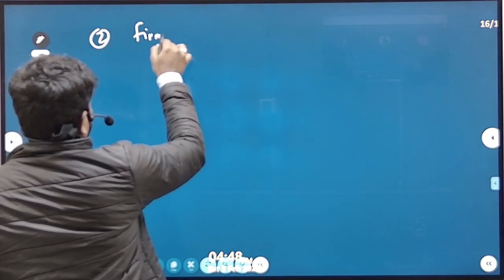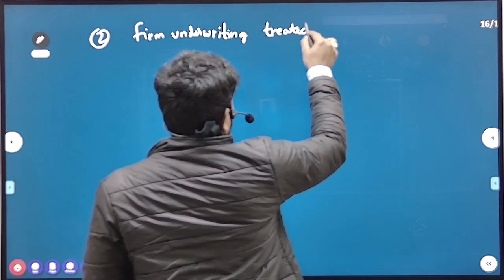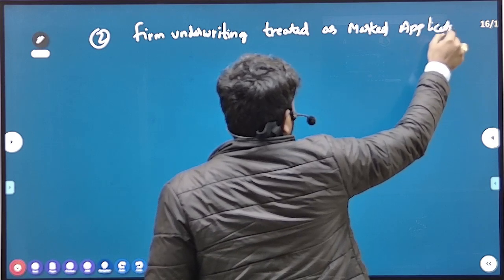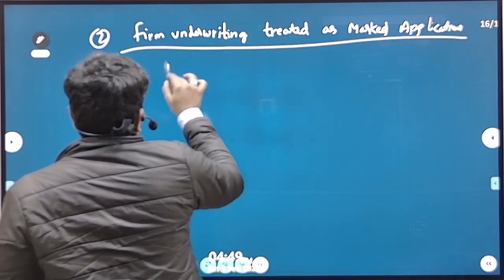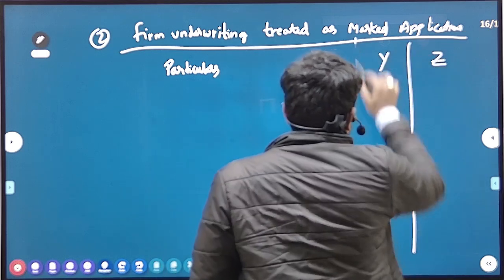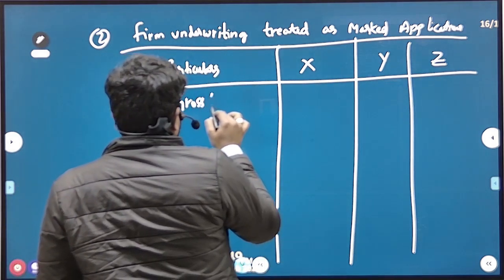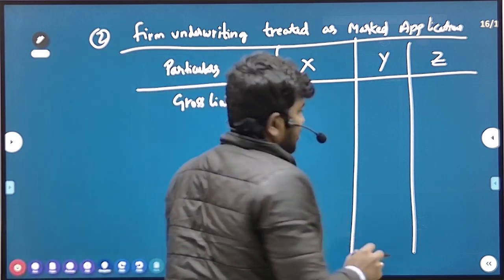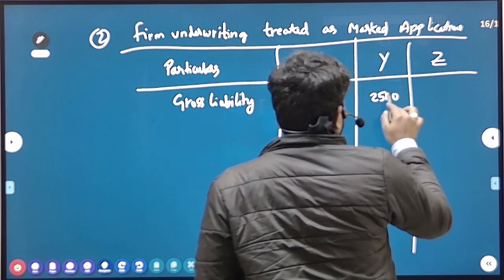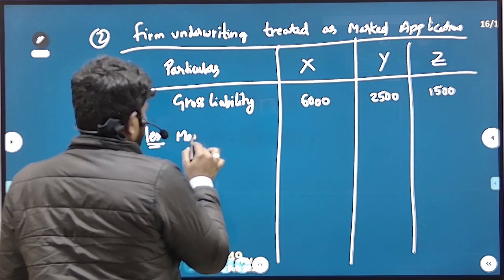सेकंड पार्ट क्या है? फर्म अंडर राइटिंग treated as marked applications. Now particulars X, Y, Z. ग्रॉस लाइबिलिटी कितना है बोलो? ग्रॉस लाइबिलिटी टोटल 10,000 है. इंडिविजुअली बोलो: 6,000, 2,500, 1,500 लेस मार्क्ड एप्लीकेशंस.